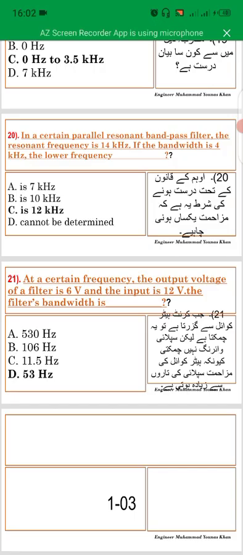At a certain frequency, the output voltage of a filter is 6 volt and the input is 12 volt. The filter's bandwidth is 3 Hz.